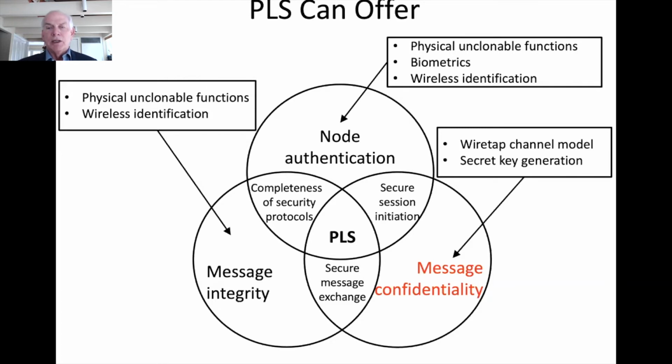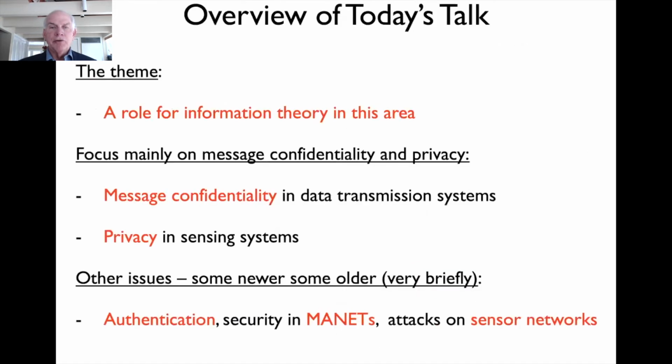I'm going to talk mainly about message confidentiality based on the so-called wiretap channel model, but it can also be used for secret key generation, which I'll talk about in a minute. So here's an overview of my talk. As I said at the beginning, I'm going to focus on the role of information theory in this area. I'll focus mainly on two things: message confidentiality and data transmission, and privacy in sensing systems. And again, I'll take an information theoretic approach in both cases.